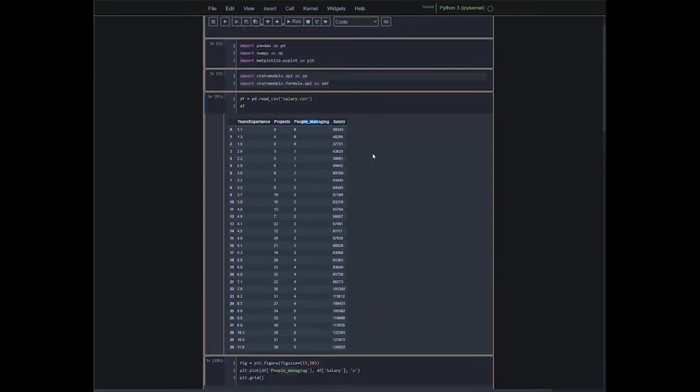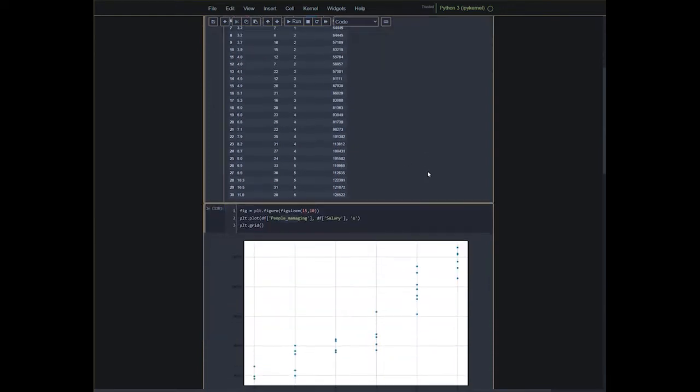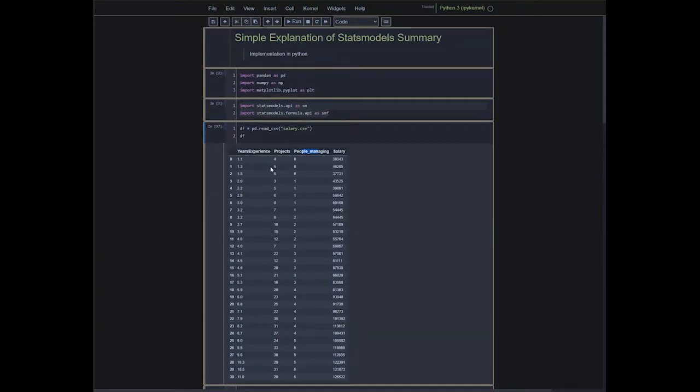The purpose is to introduce more numeric columns in the dataset and see how more variables can impact the model. Let's see how the salary varies against each of the independent variables. We have 3 independent variables here, which are years of experience, projects, and people managing, and the only dependent variable here is the salary.